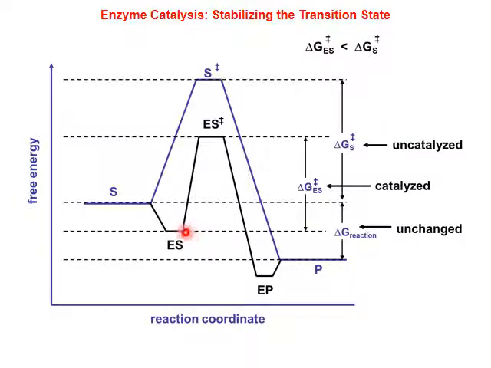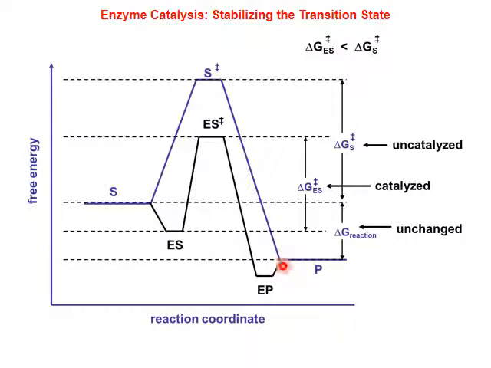Then when you do the chemical reaction, you have to go to a delta G double dagger, just like you do in the uncatalyzed reaction. And then you form an enzyme product complex. And that enzyme product complex has to dissociate away to form the free product. And then you end up with your free enzyme that can go through another round of catalysis.